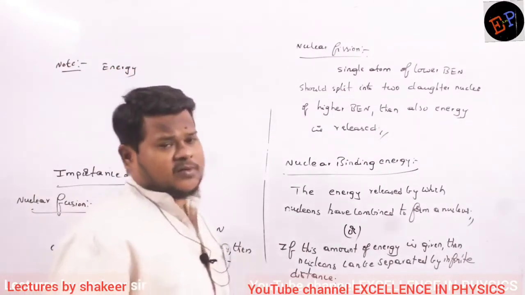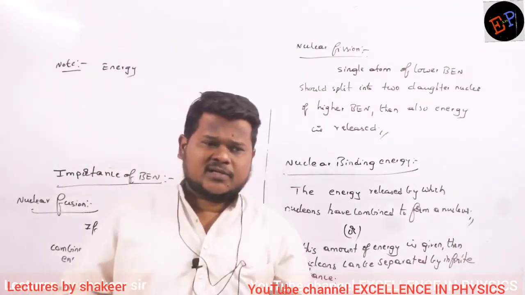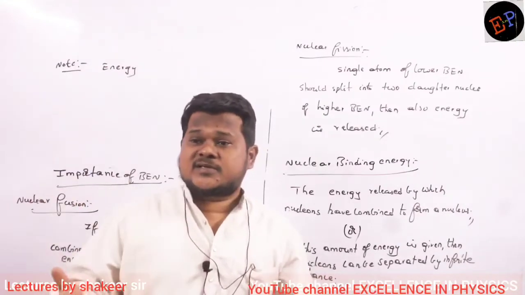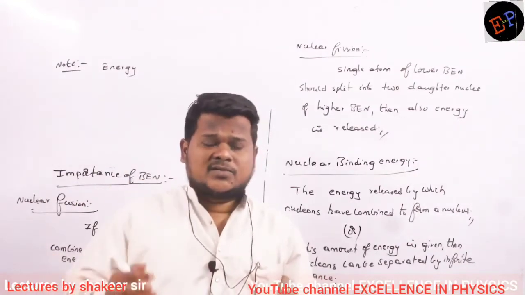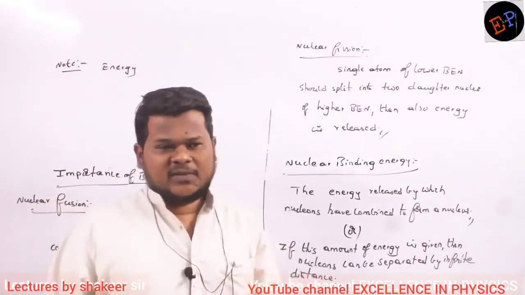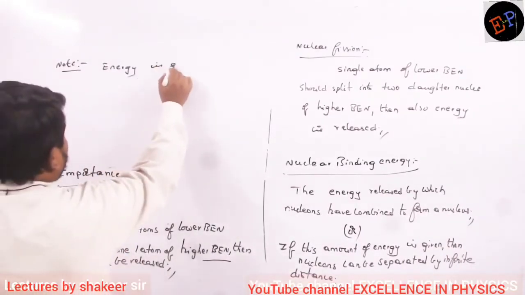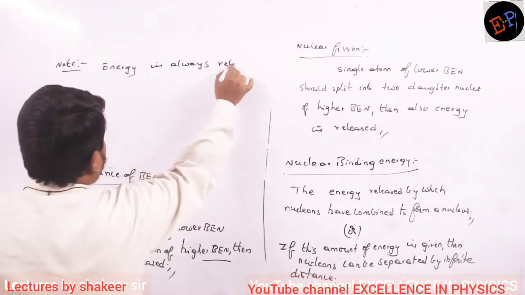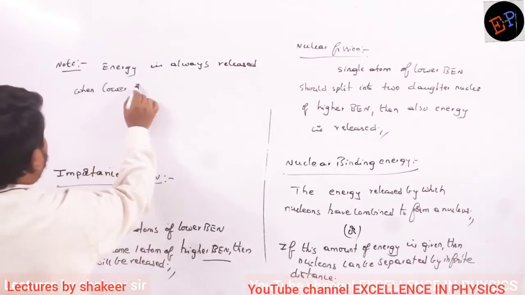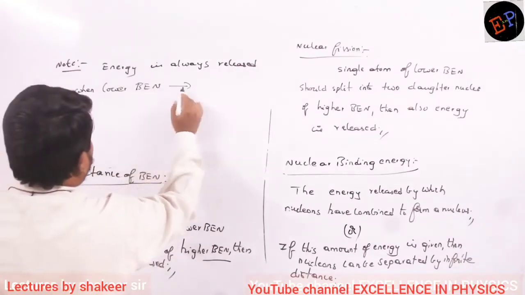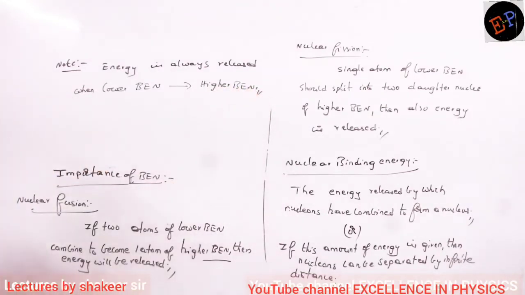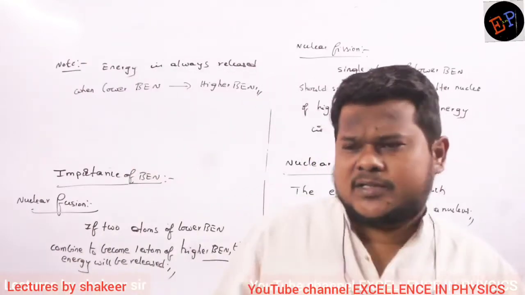See, nuclear fission and nuclear fusion reactions are very powerful reactions. These are the reactions happening in the sun. So the sun is releasing a very huge amount of energy. How is it releasing? Because it always converts lower BEN atoms into higher BEN atoms. That is the process which is happening in the sun. Are you able to understand? So energy is always released when lower binding energy per nucleon atoms convert into higher BEN. So this is the most important point in this BEN concept.